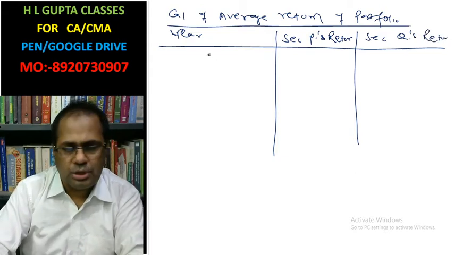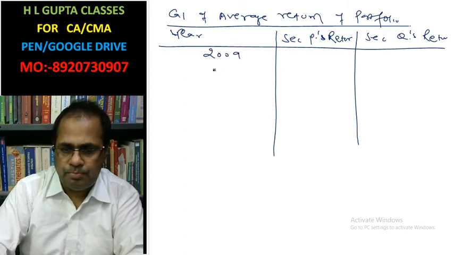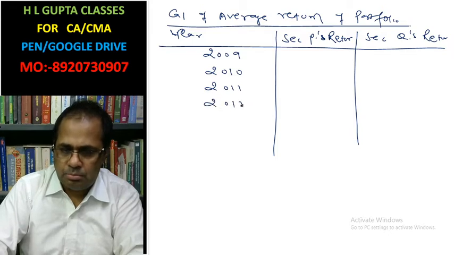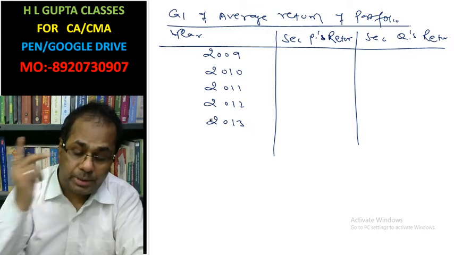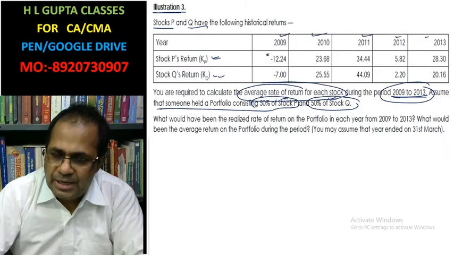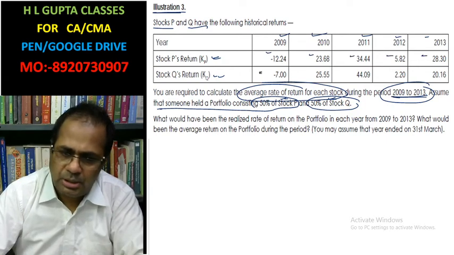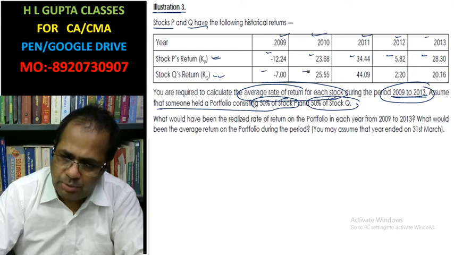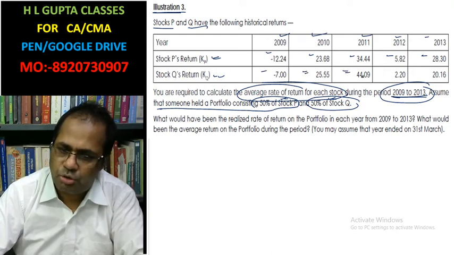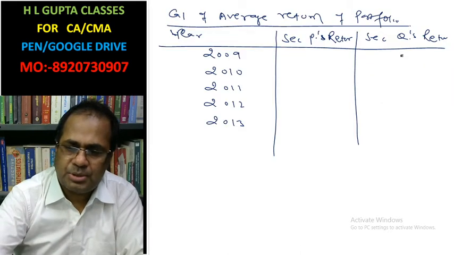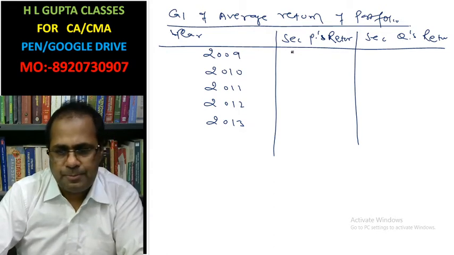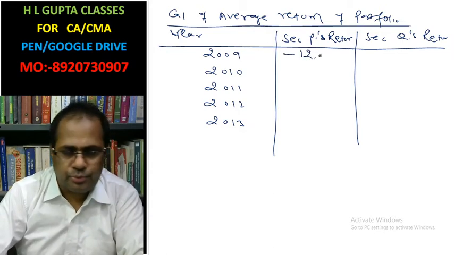Years 2009, 2010, 2011, 2012, 2013. What returns are given here? Please look here. For P: minus 12.24%, 23.68%, 34.44%, 5.82%, 28.30%.